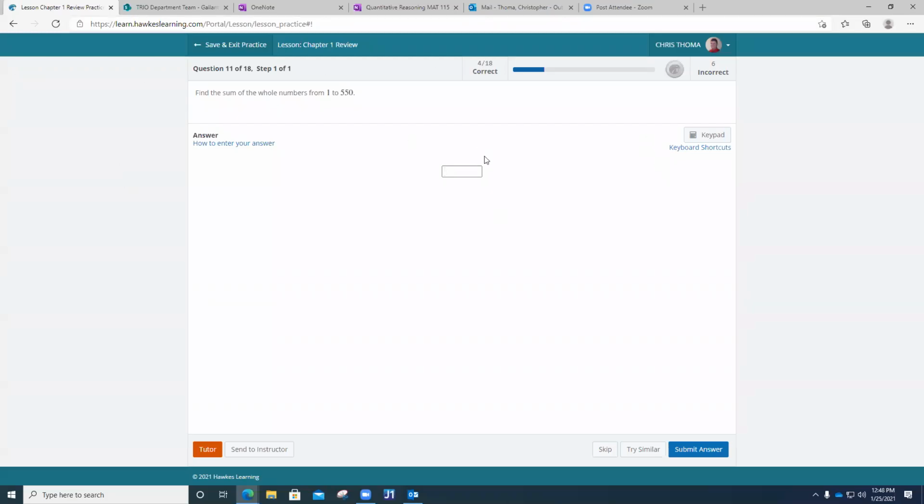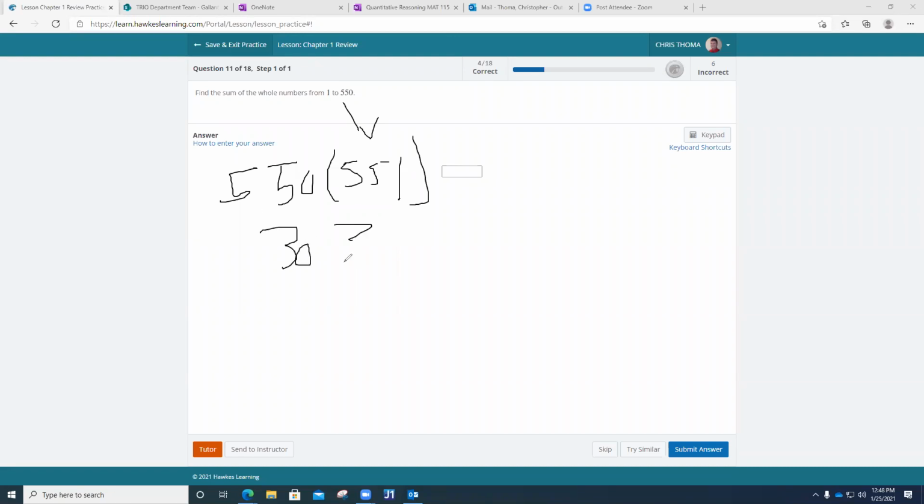All right, so for this one, the trick here is you take these two numbers and kind of add them together, right? So what I mean by that is if you take 550 and then multiply that by 551, which is just 550 plus 1, right? 550 times 551 gives me 303,050.